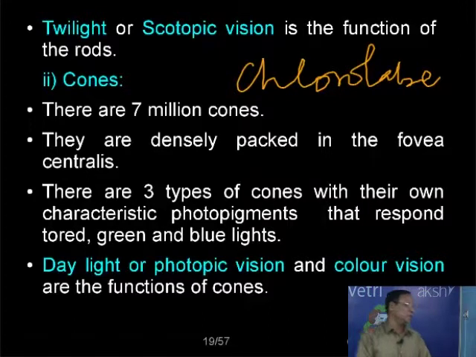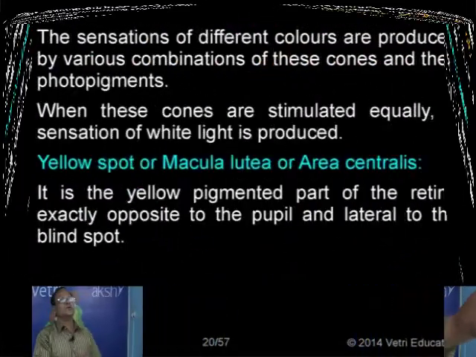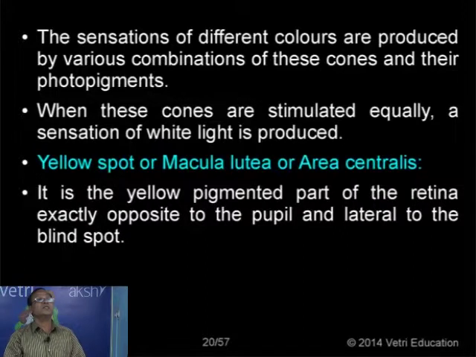So cones are responsible for daylight vision or photopic vision and also for color perception. That is their function. So rods are responsible for dim light vision and cones are responsible for bright light vision, otherwise called photopic vision, and they can also perceive colors. The sensation of different colors is produced due to various combinations of cones and their pigments. So we can produce different colors, a mixture of red, blue and green.